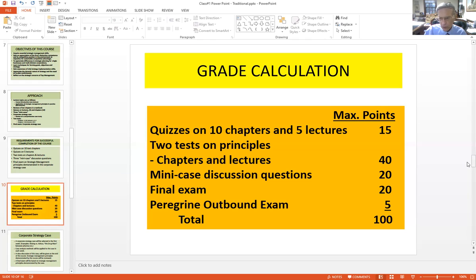So we've put 15 points to attach to the quizzes. Each of the tests are worth 20 points, and so 40 in total. The mini case discussion questions are also important, and collectively they're worth 20 points as well. The final exam sort of brings everything together, and so it's received a heavy weight of 20 points.